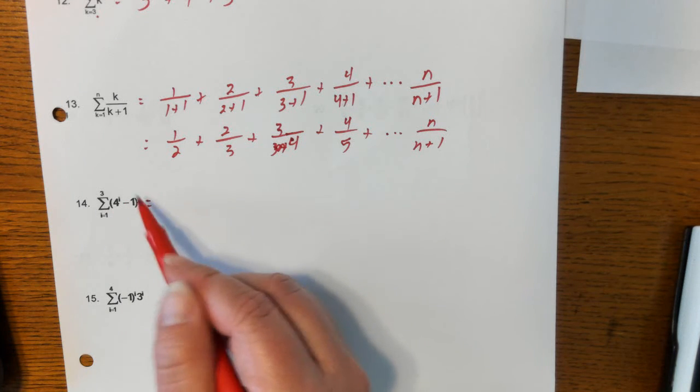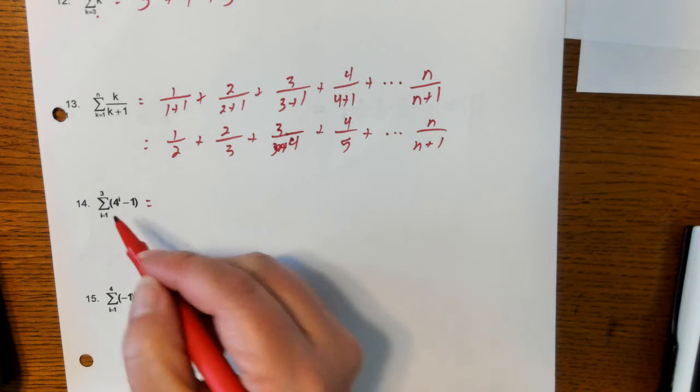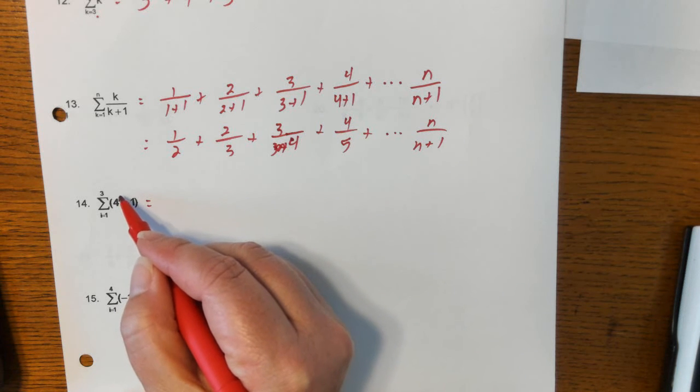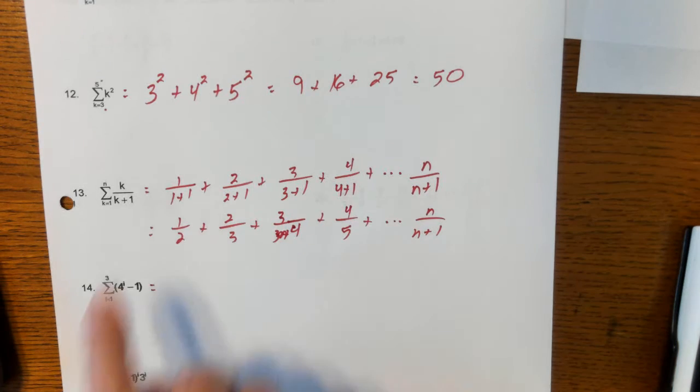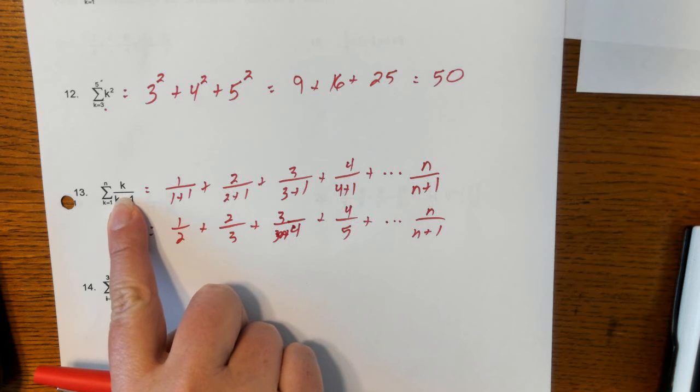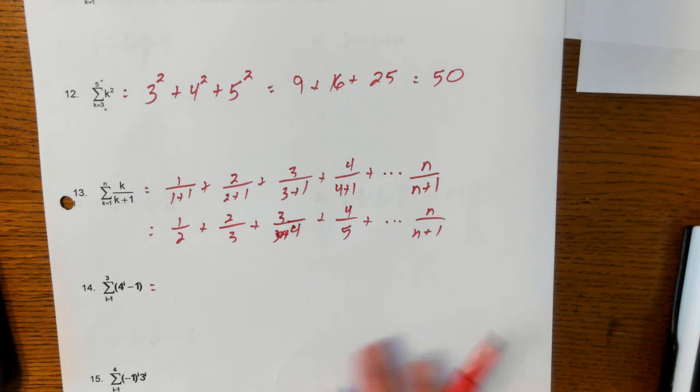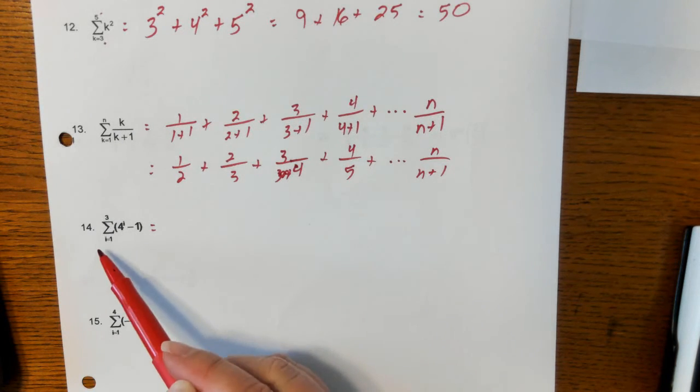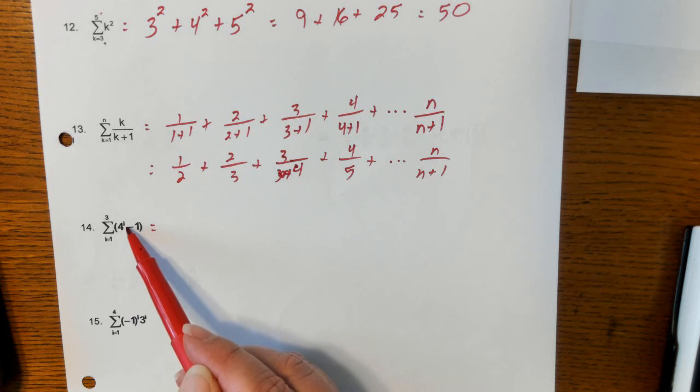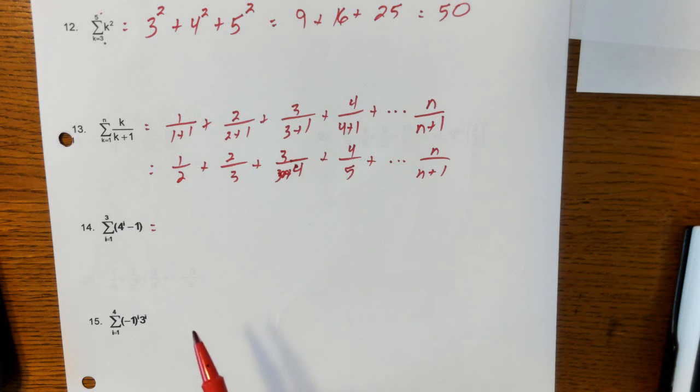This general term is a little fancier. 4 to the I power minus 1. Notice they have switched from using K as the index variable to I, and they used I as the index and they used I in their general term. That's fine. You've got to be consistent with it.